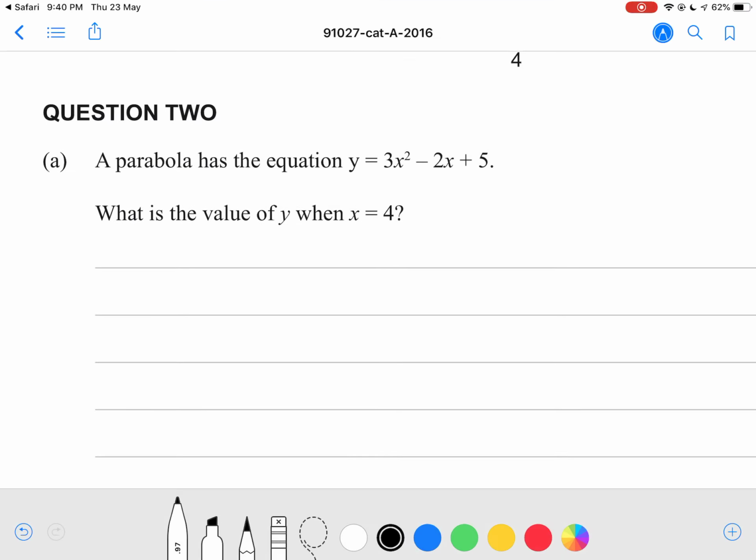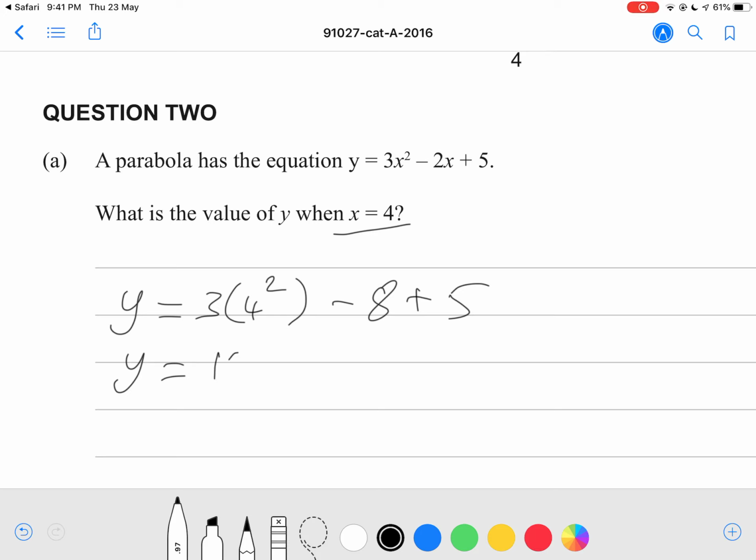Question 2. A parabola has an equation y equals 3x squared minus 2x plus 5. What is the value of y when x equals 4? So basically, they're just telling you to substitute x equals 4 and find out what y equals. So we're going to put x equals 4 into this equation. We're going to say y equals 3 times 4 squared minus 2 times 4, that's 8, plus 5. So y equals 16 times 3 minus 8 plus 5. Y equals 48 minus 8 plus 5. And therefore, y equals 45.